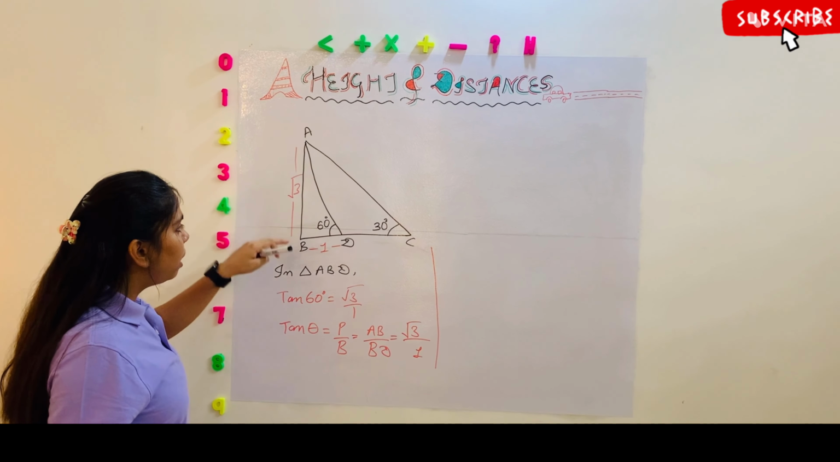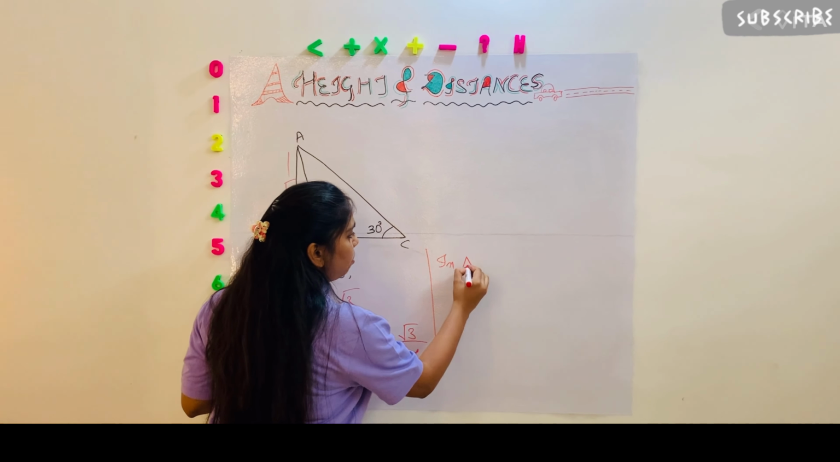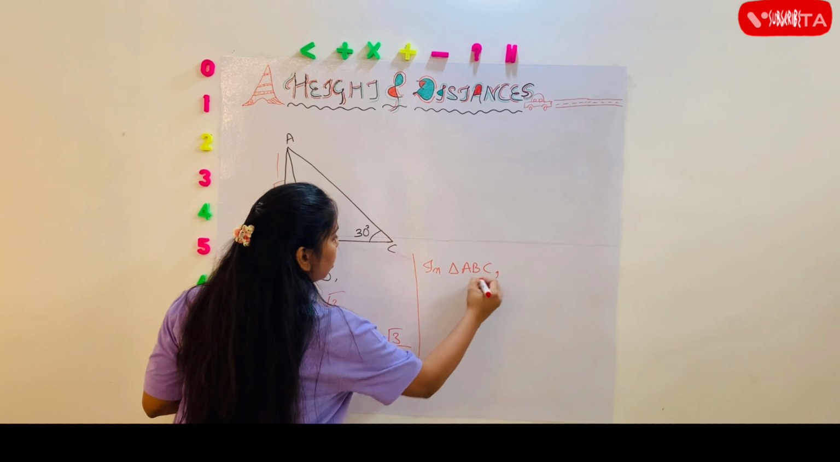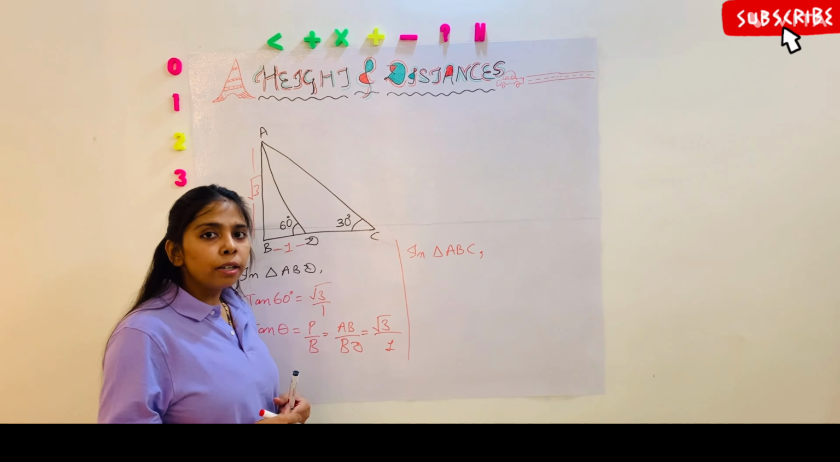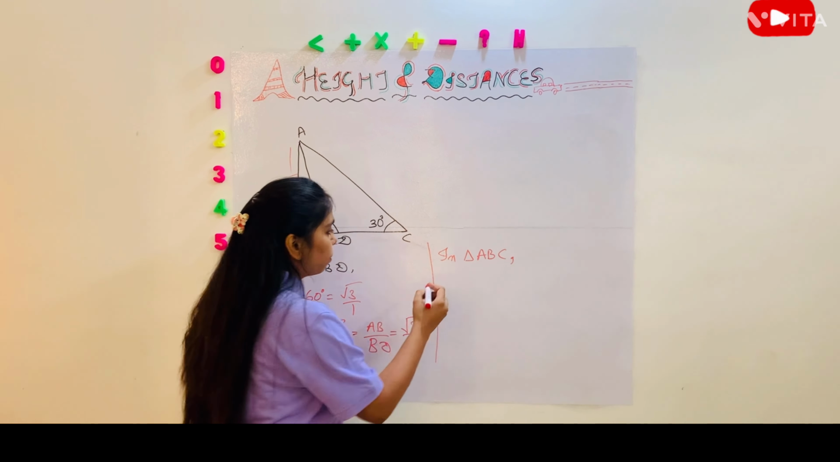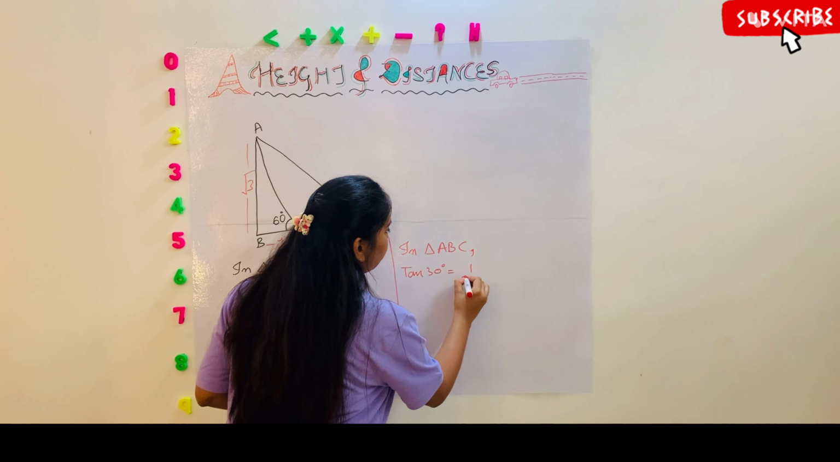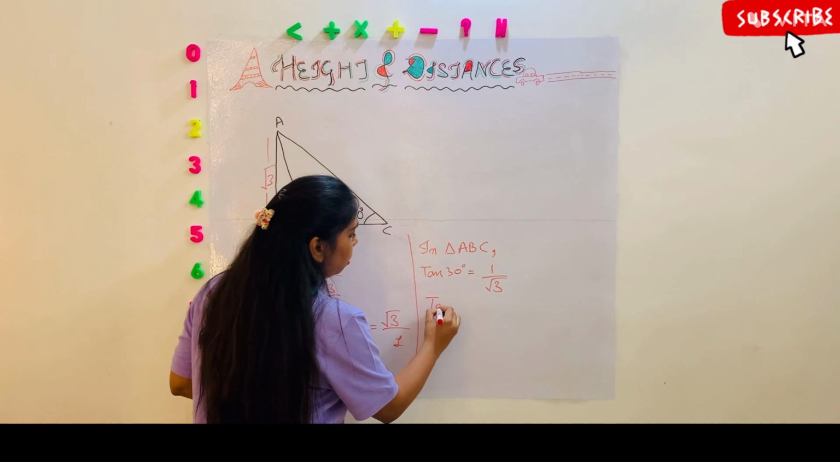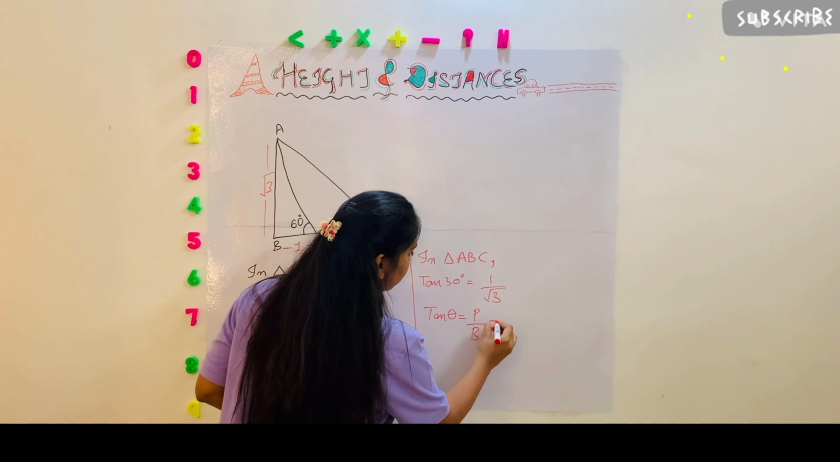Let's take a triangle ABC. In triangle ABC, we have to find out the value of tan 30 degree. The value of tan 30 degree is equal to 1 by root 3. And tan theta is equal to perpendicular by base.